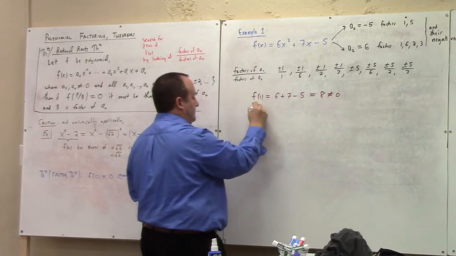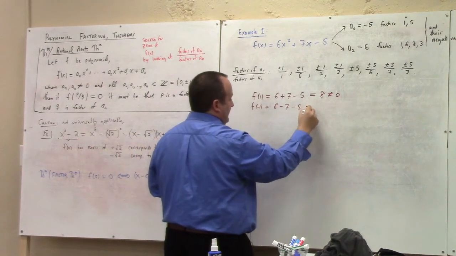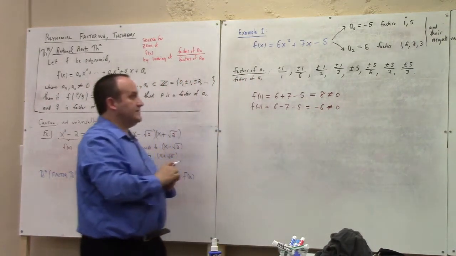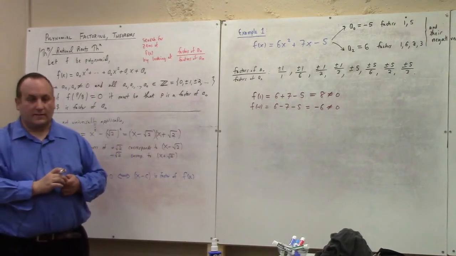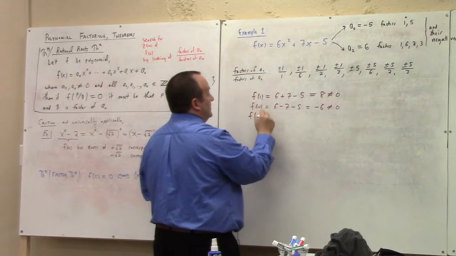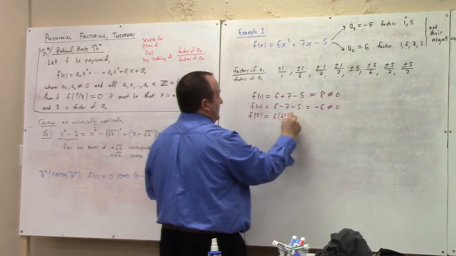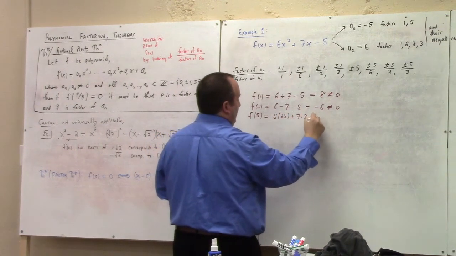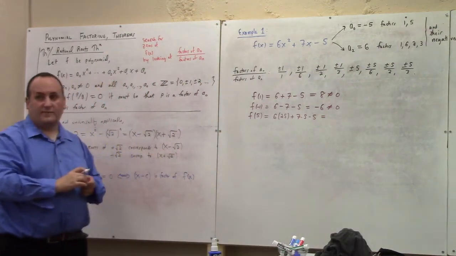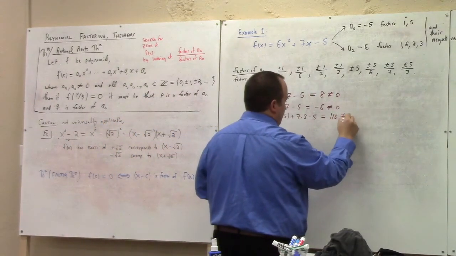How about f of minus 1? 6 minus 7 minus 5. Well, that's no help either. That's minus 6, which is not equal to 0. You want to plug in 5? Sure, why not? So f of 5 is 6 times 25 plus 7 times 5 minus 5, which is like 150 minus 35, 115, 110. That's also no good.